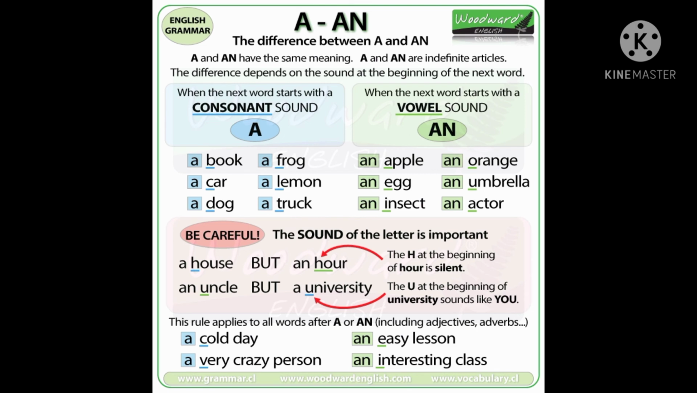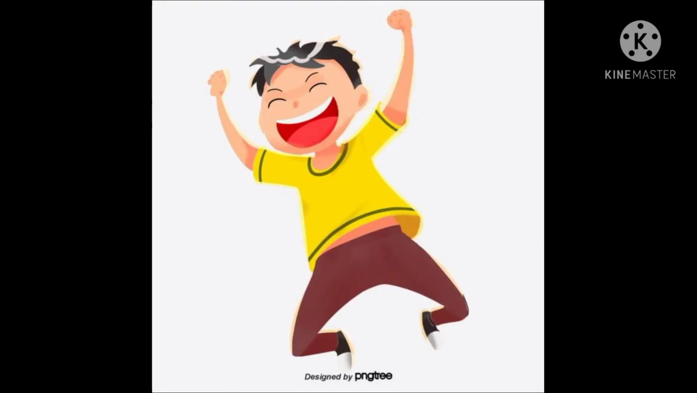Similarly, if I say it's an easy lesson, the lesson is a noun here, but the article is placed because of the adjective and the vowel sound of the adjective easy. Clear? Class is a noun, but interesting is an adjective. So before interesting, we need to put an, not a, because interesting starts with I and it has a vowel sound. So we need to put an interesting class. Am I clear, students?